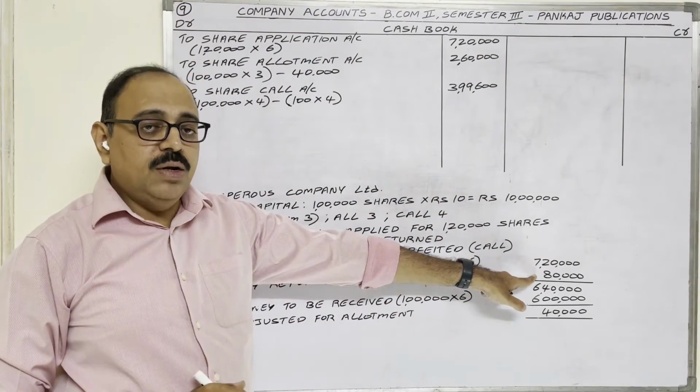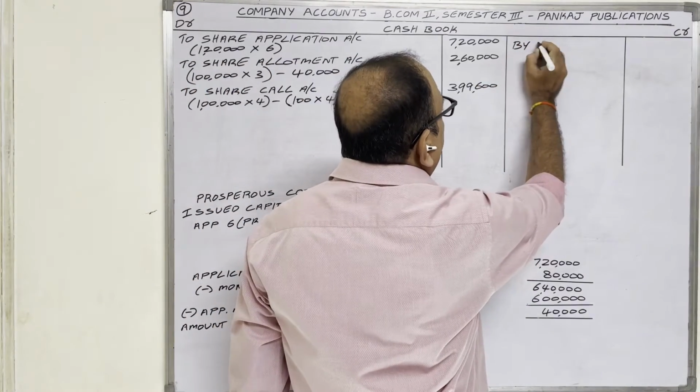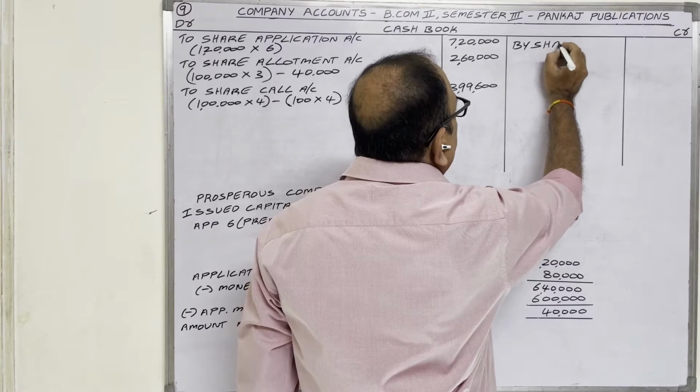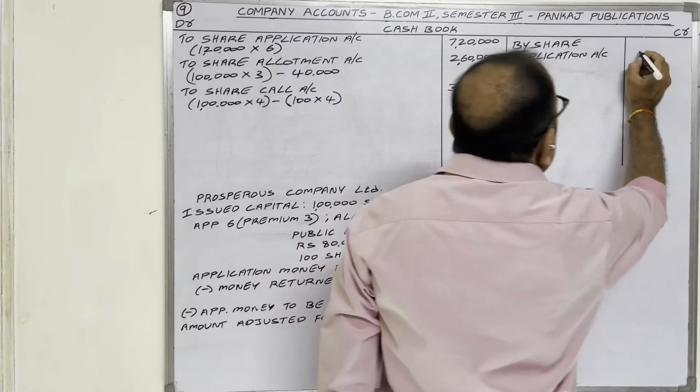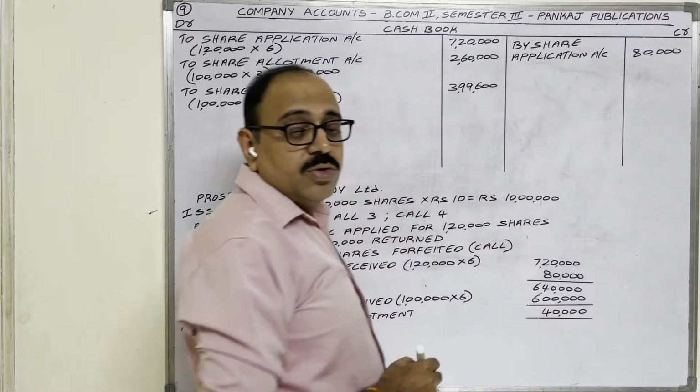And on the credit side, the company returned this 80,000 rupees, no? This is a cash payment. On the credit side it comes. What to write for that? This is share application money, no? Right. By share application account. No need of any calculation. The amount is directly given in the question, 80,000.